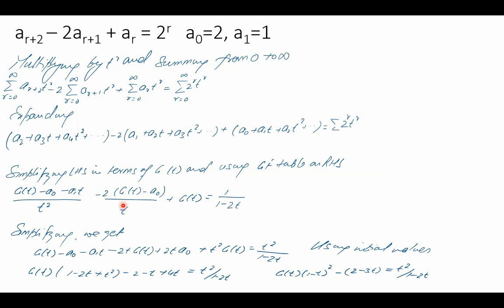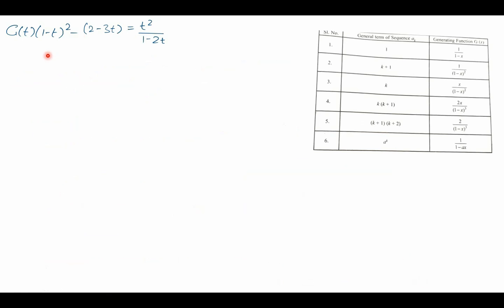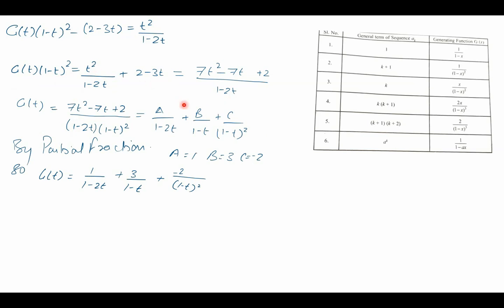Simplifying it, if I simply multiply t square on both sides, I get G(t) minus a0 minus a1 t minus 2t G(t) plus 2t a0 plus t square G(t) is equal to, on the right hand side, using the initial values, I get G(t)(1 minus t) whole square minus 2 minus 3t is equal to t square upon 1 minus 2t. Solve it. It becomes G(t)(1 minus t) whole square is equal to t square upon 1 minus 2t plus 2 minus 3t. Solving it, I get this expression.